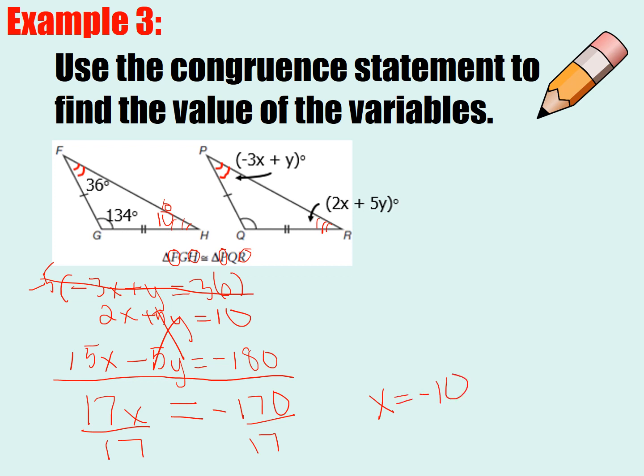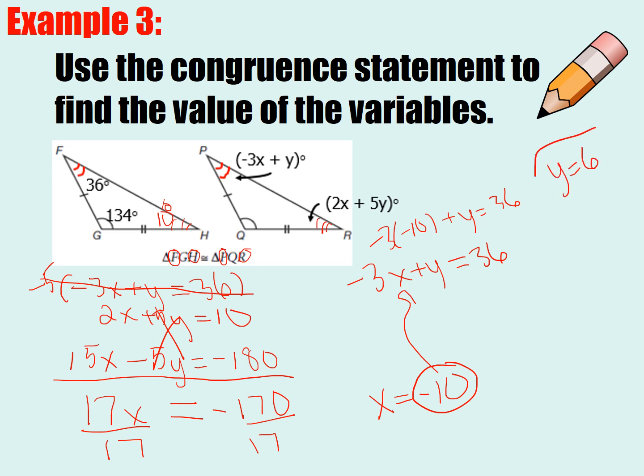Are we done? No, we still have to solve for y. So I'm going to plug negative 10 back in for x in this first equation. So negative 3x, I'll rewrite it here for you, plus y is equal to 36. So I'm plugging this value in for x here. So I have negative 3 times negative 10 plus y is equal to 36. Negative 3 times negative 10 is 30. It's a positive 30. If we subtract 30 from both sides, we will get y is equal to 6.